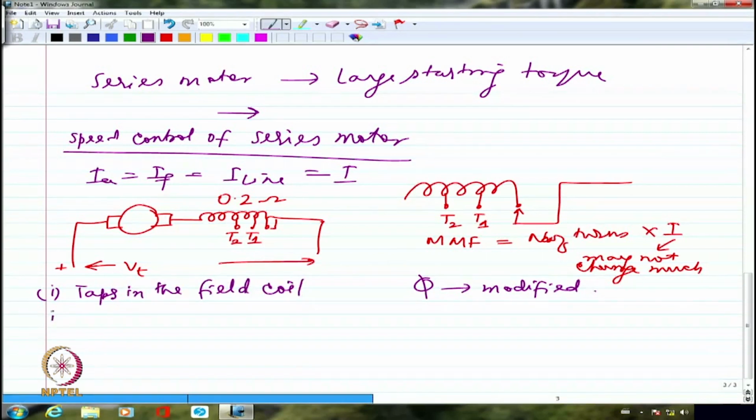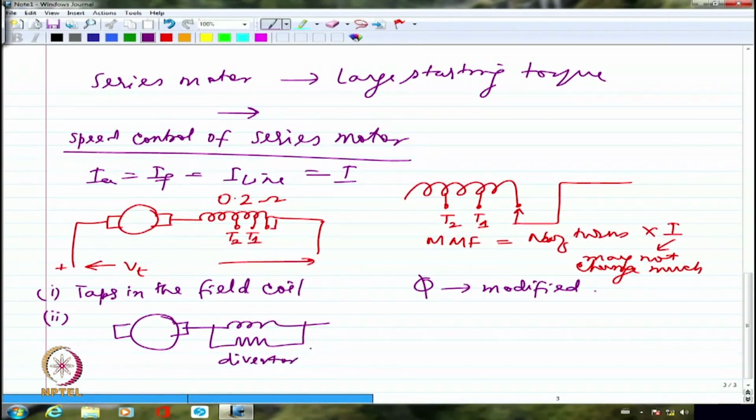The second method that is normally used again is the diverter. We talked about this diverter in one of the problems. The diverter is actually a resistance which will be connected in parallel, so this is generally known as diverter resistance. This is the series field.